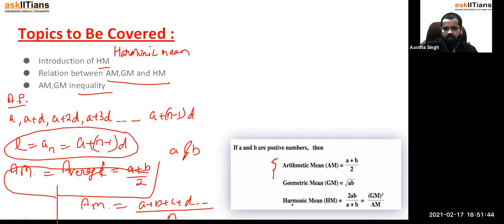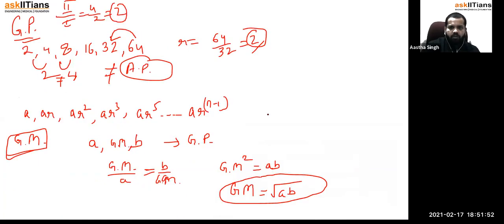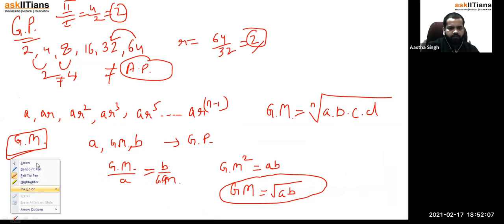Arithmetic mean is (A plus B) by 2, right? Geometric mean is under root of AB, and harmonic mean we will discuss now, right? What about geometric mean of n numbers? Then just take out the nth root of the product of n numbers, A into B into C into D, right? In this way. I will discuss harmonic mean and harmonic progression, okay?